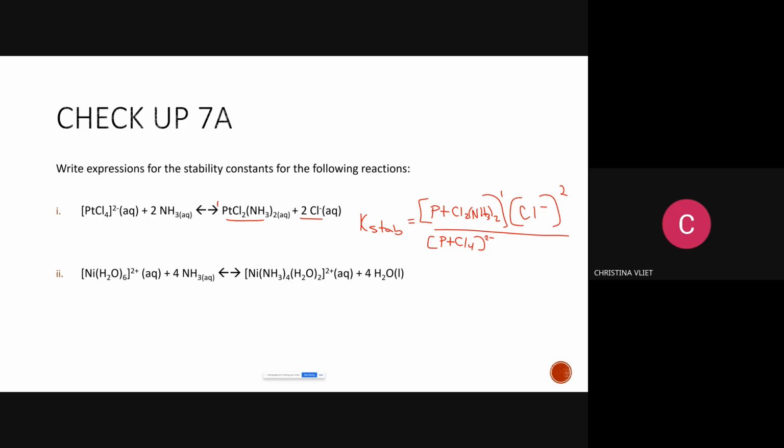And I don't think you have to write double brackets, but we should. What would go on the outside of the second bracket? 1. And then we've got the other reactant, which is NH3 to the second. Good so far?